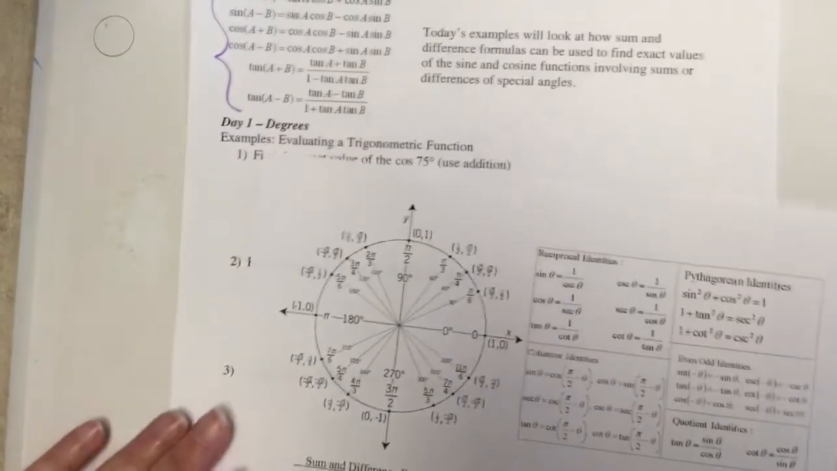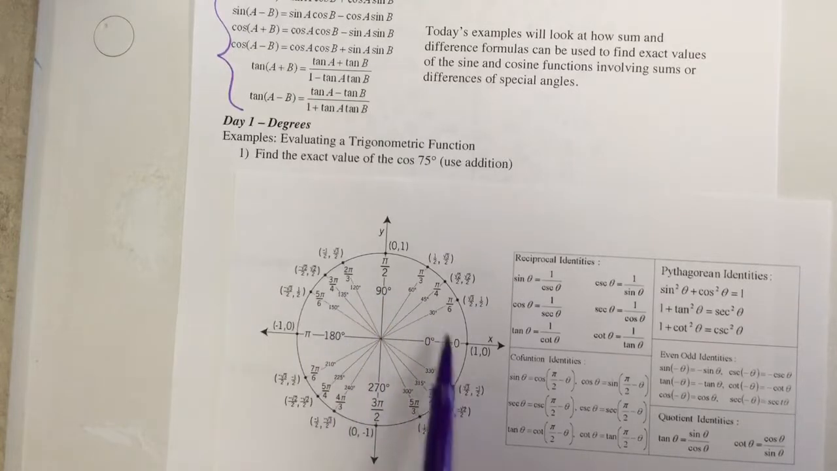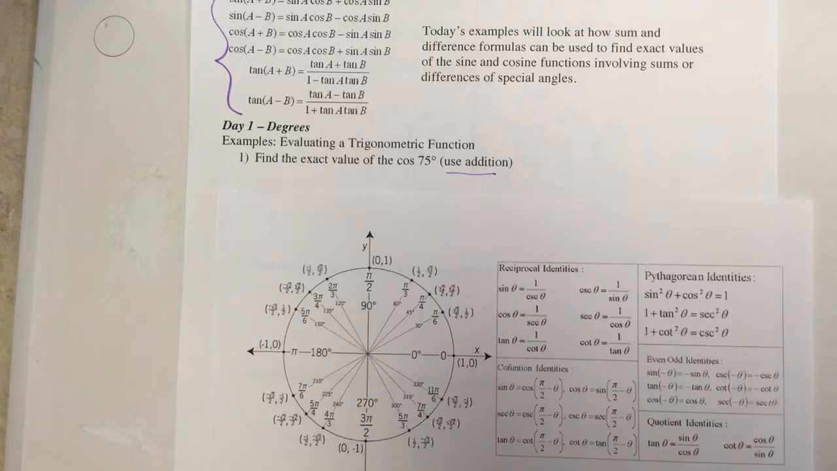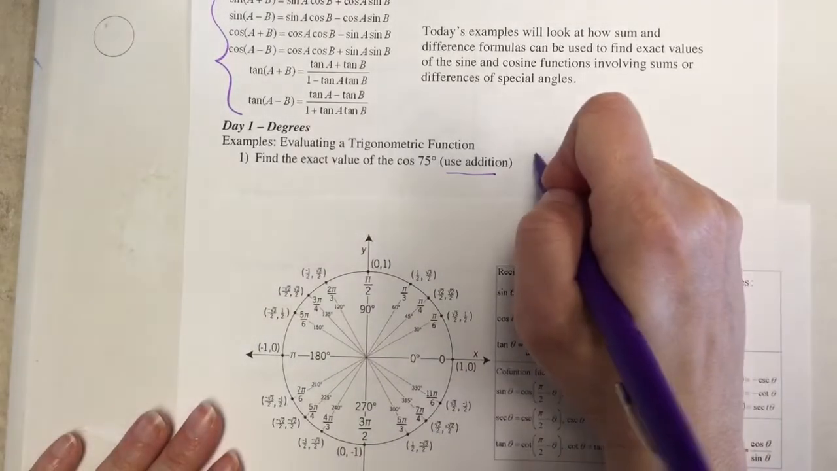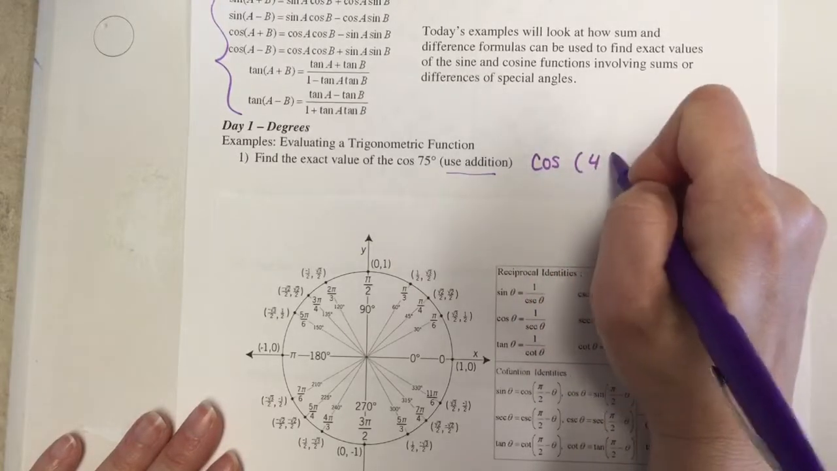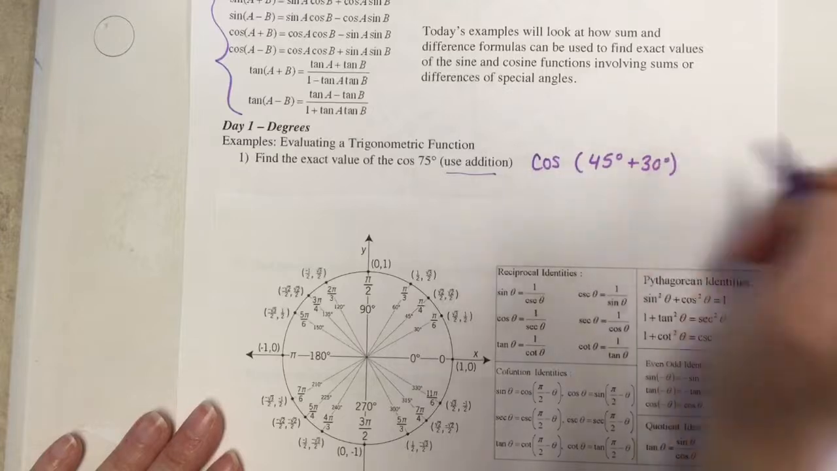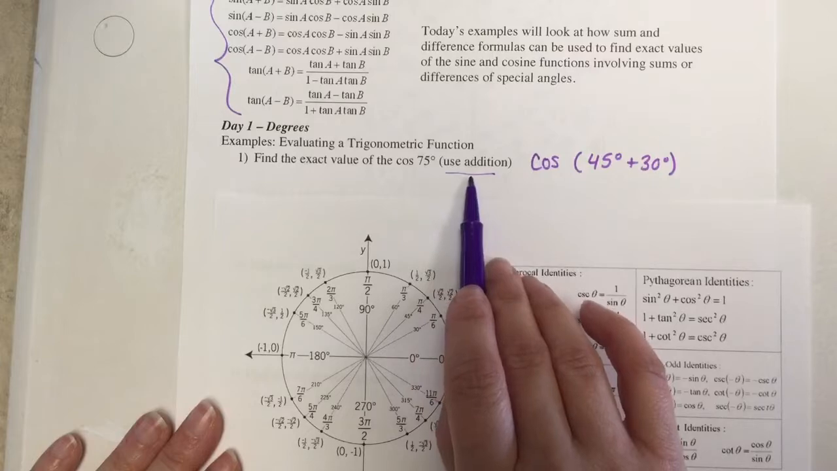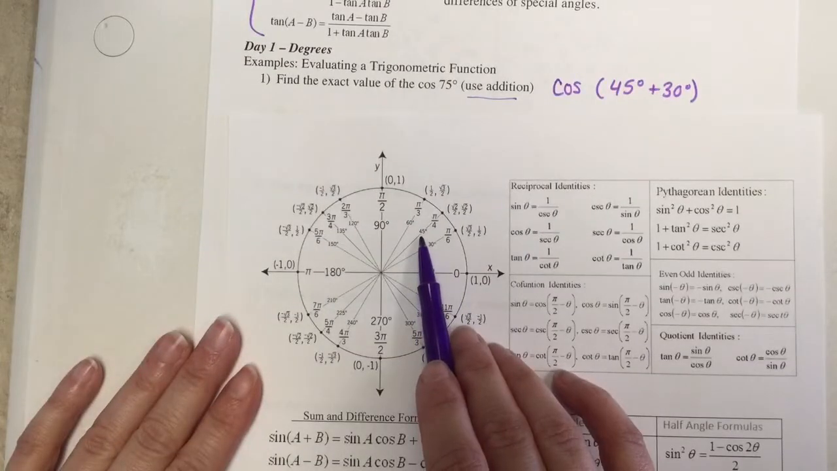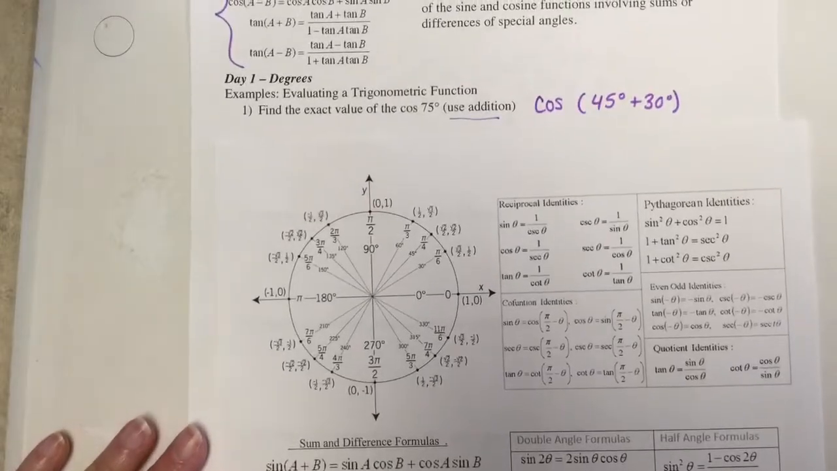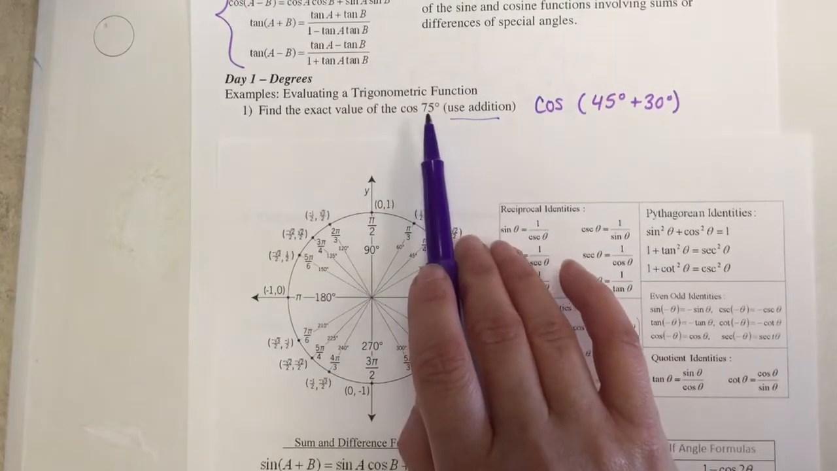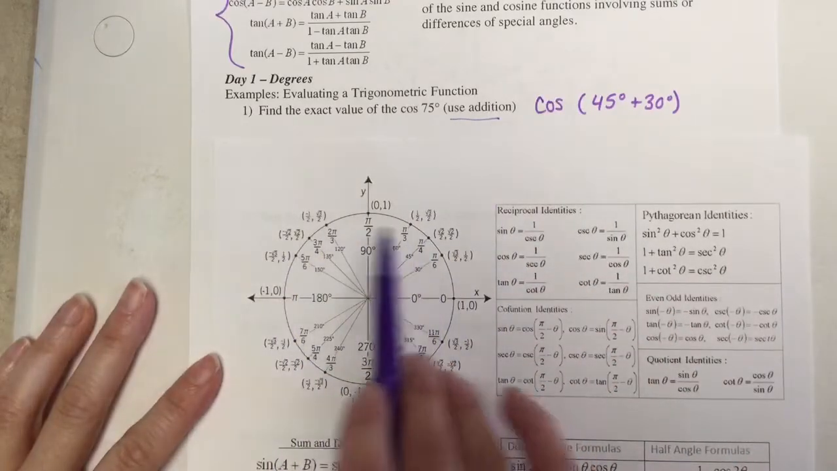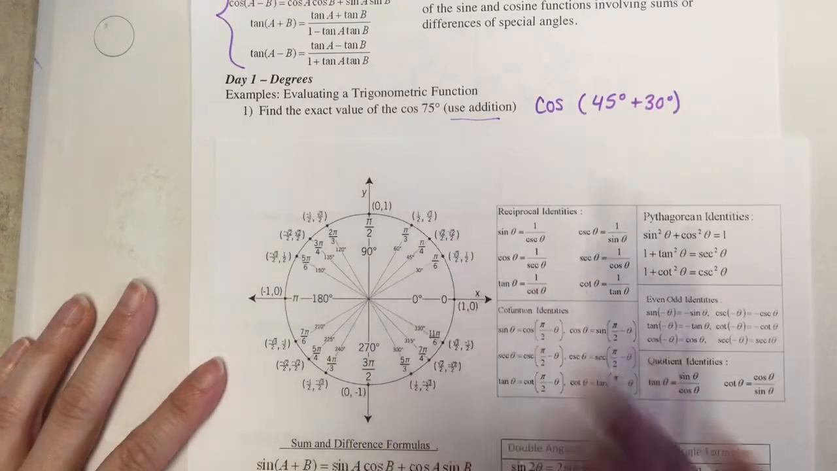You want to be able to look and find two measurements that are on the unit circle. In this example, we're going to use addition, where I can add the two values together and get 75. So let's do the cosine of 45 degrees plus 30 degrees, because 45 and 30 add together to make 75. They wanted us to use addition, and if I look at the unit circle, I can find 45 and 30. So that's what you're doing. They're going to give you a value that is not on the unit circle. You will either use addition or subtraction to find two values where you can create what they're asking for.